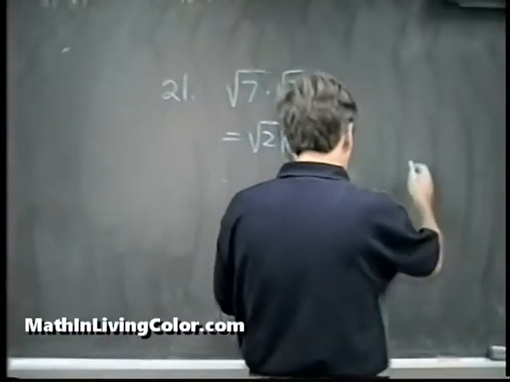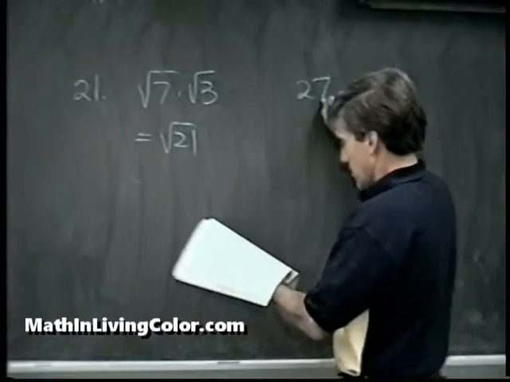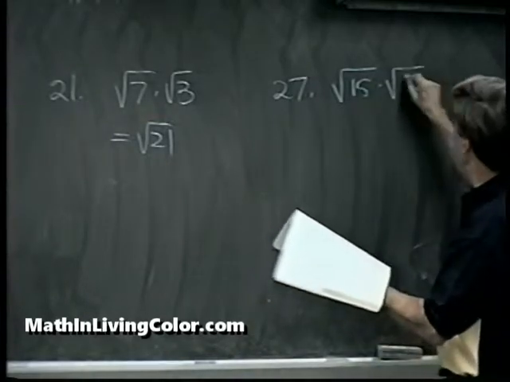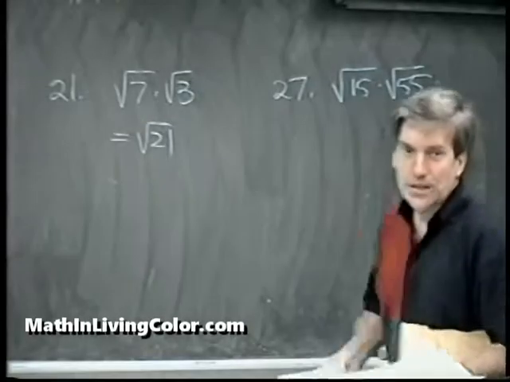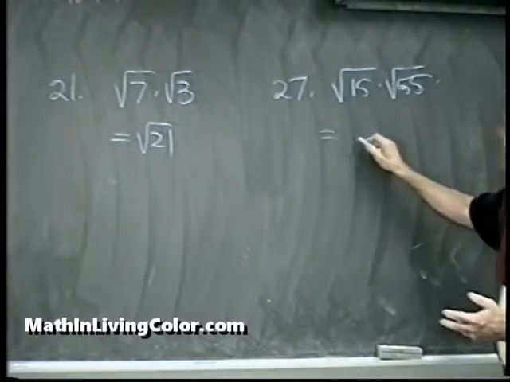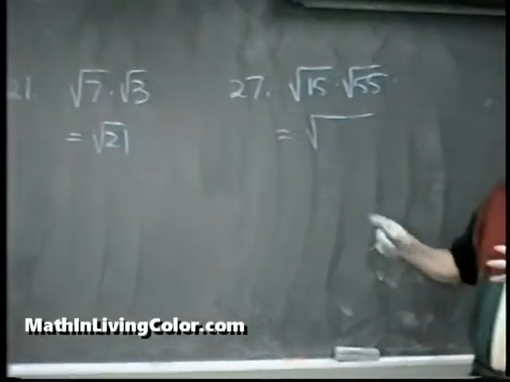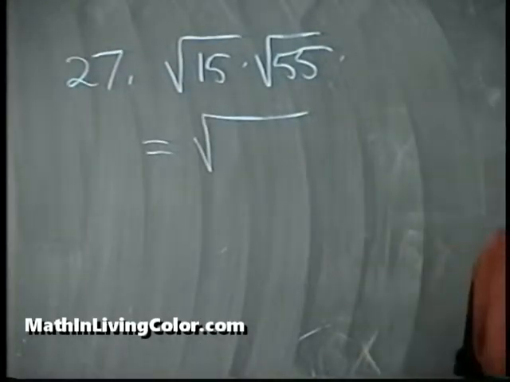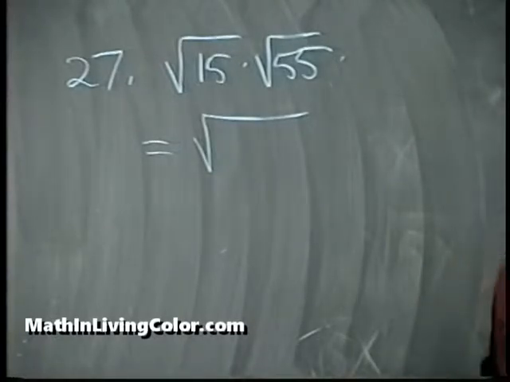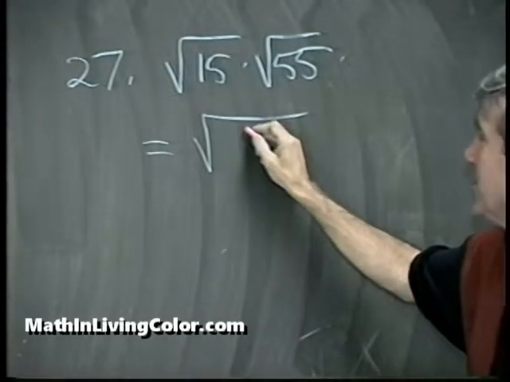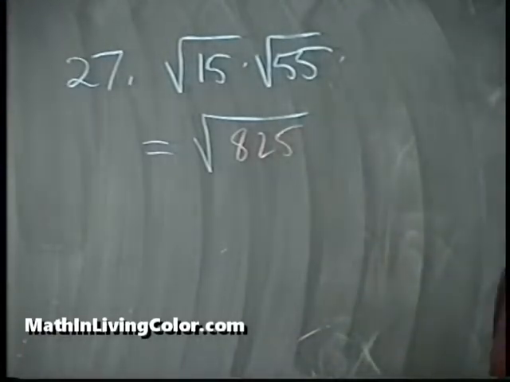Suppose you had a problem like number 27, where it says the square root of 15 times the square root of 55. Now, in this case, if you use your calculator and multiply these numbers together, you're going to end up with the square root of some big, huge number. What does that come out? 15 times 55. We got a calculator handy? 15 times 55. 825. But you don't want to have to work with a big number like that.